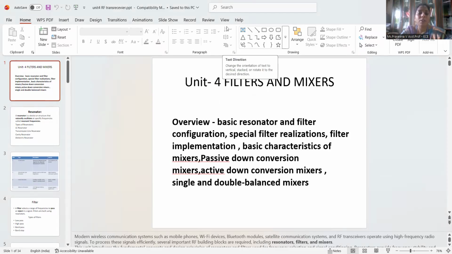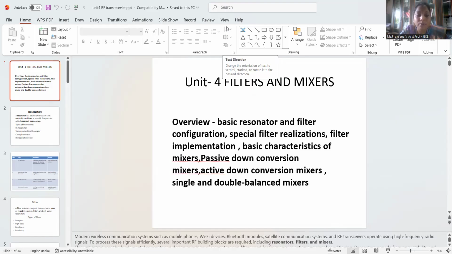in modern wireless communication systems such as mobile phones, Wi-Fi devices, Bluetooth modems, satellite communication systems, and RF transceivers, generally these are operated using high frequency radio signals, right? So, in order to process these signals effectively and efficiently, the RF building blocks are required, including the resonators, filters, mixers, etc. Now, let us see the overview of this.